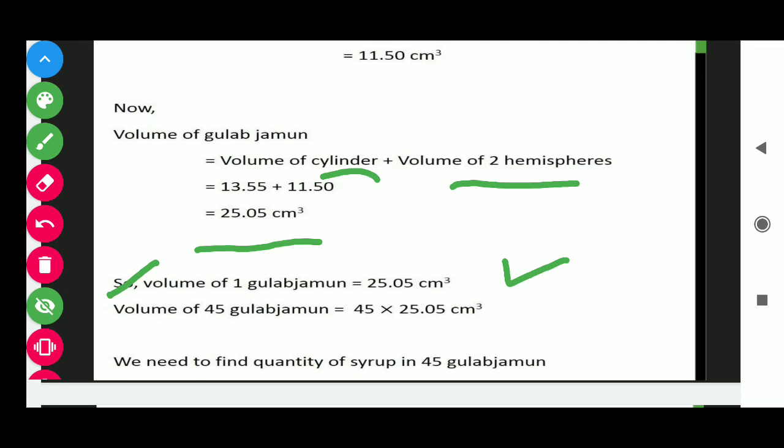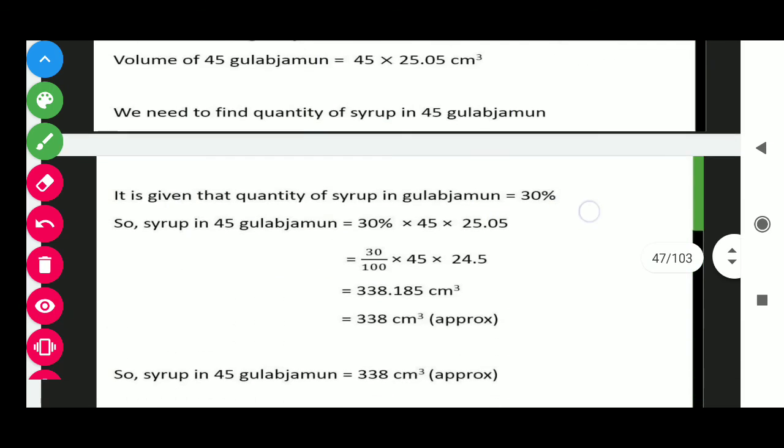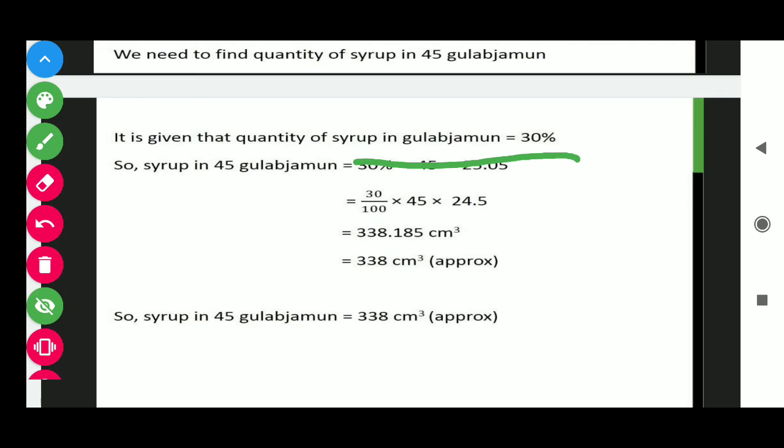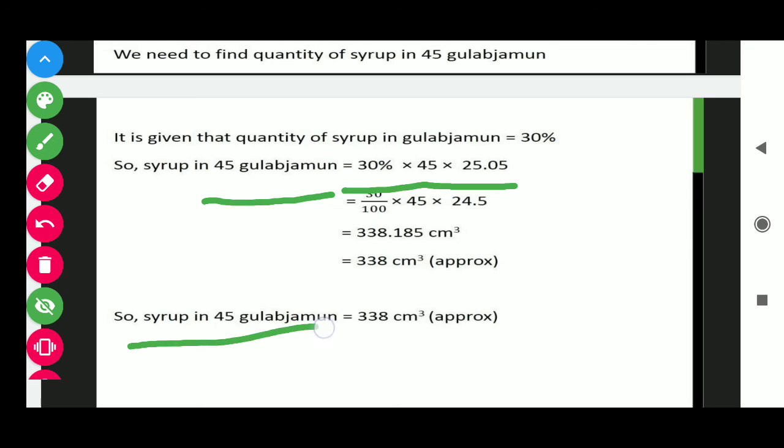Volume of 45 gulab jamuns must be 45 into 25.05. We need to find the quantity of syrup in 45 gulab jamuns. For that, after multiplying this, because it is given that the quantity of syrup is 30%, in 45 gulab jamuns, 30% of 45 multiplied with 25.05. By calculating this, we get 338 cubic centimeter. So the sugar syrup in 45 gulab jamuns is equal to 338 cubic centimeter.